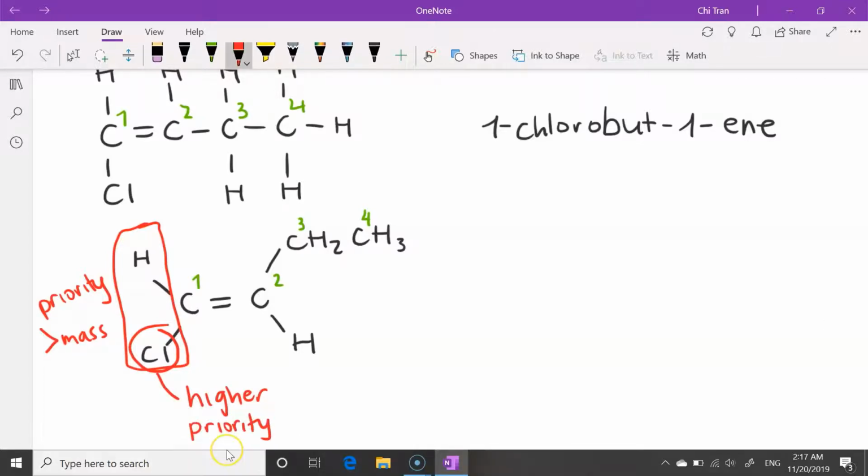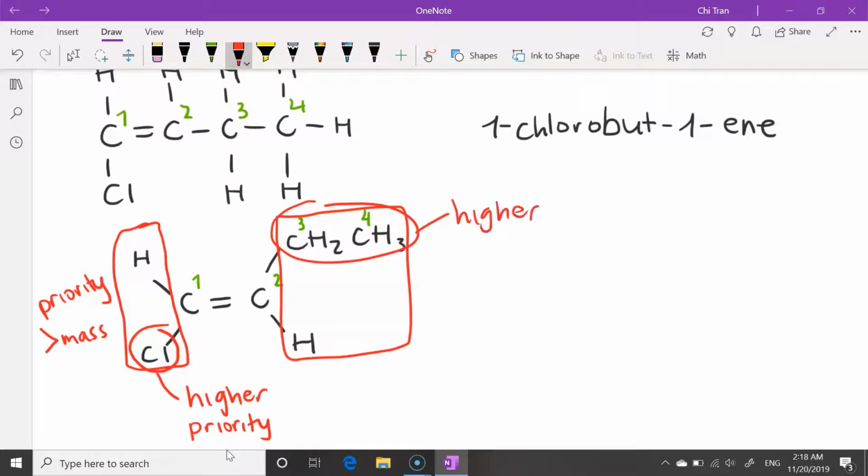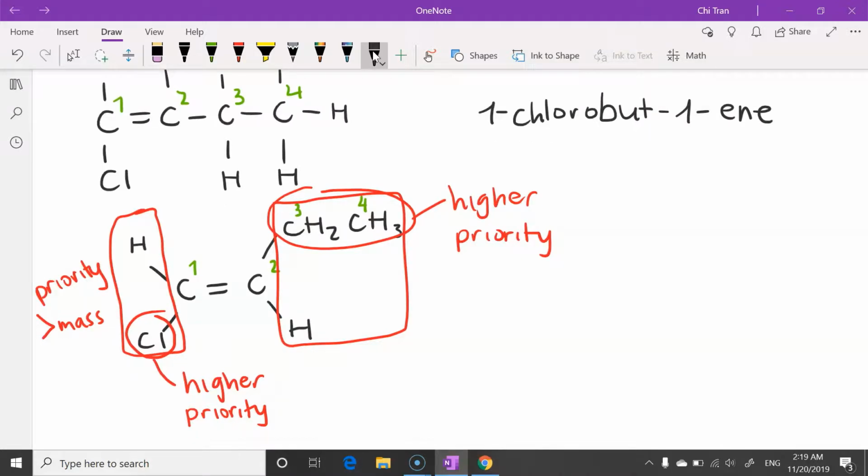We can then move on to compare the ethyl group and the hydrogen that are both bonded to the second carbon. An ethyl group obviously has a greater mass compared to hydrogen, therefore it has higher priority. And so we're going to focus on the two higher priority groups and where they are located along the double bond. So in this example, the high priority groups are on opposite sides, so it will be an E isomer. But if they were on the same side, it would be a Z isomer.